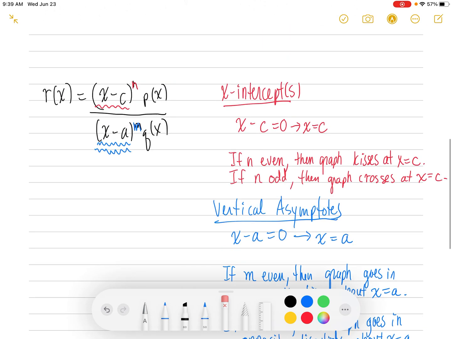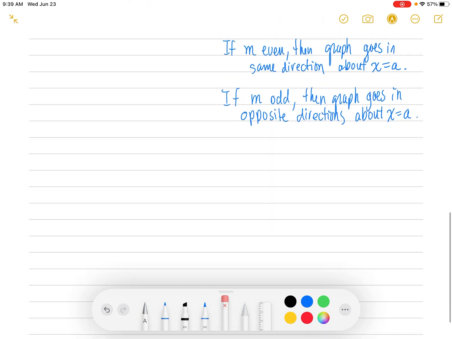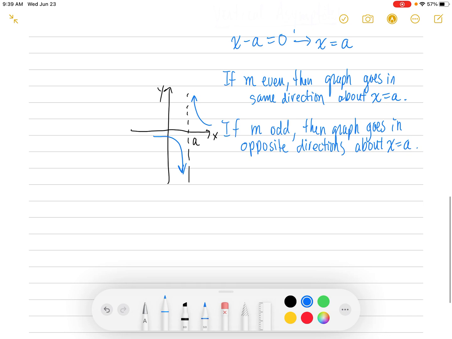Okay, so let me draw pictures of that. So if you have an odd multiplicity for your factor there in the denominator, you're going to have opposite directional behavior about the vertical asymptote. So here's our vertical asymptote right here, a. And let's say coming from the right side, it goes up. That means on the left side, it would have to be going in the opposite direction, going down towards a.